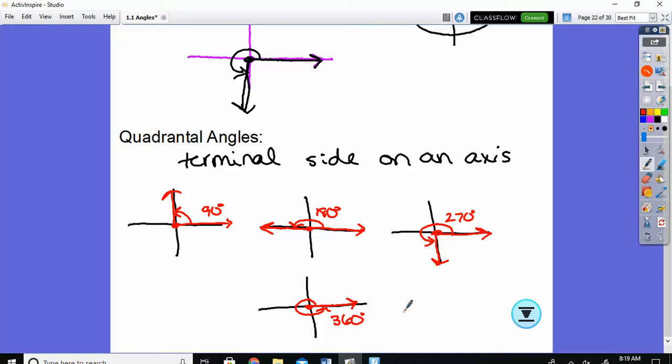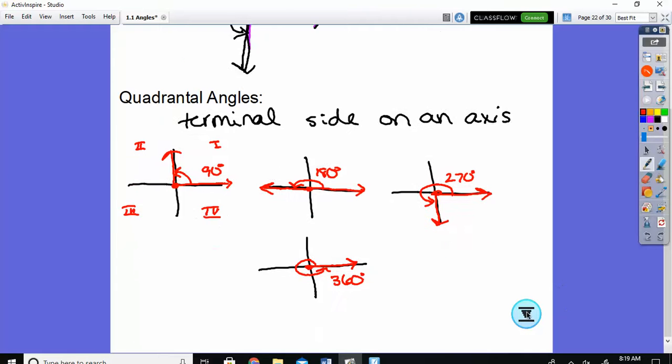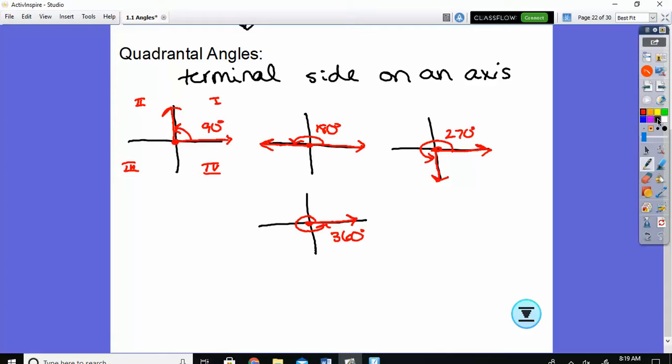They separate the quadrants. Remember back in algebra, this is quadrant 1, 2, 3, and 4. So those quadrantal angles just break apart the quadrants. How would a 0 degree angle look? 0 would be like the 360 because they're going to be coterminal.